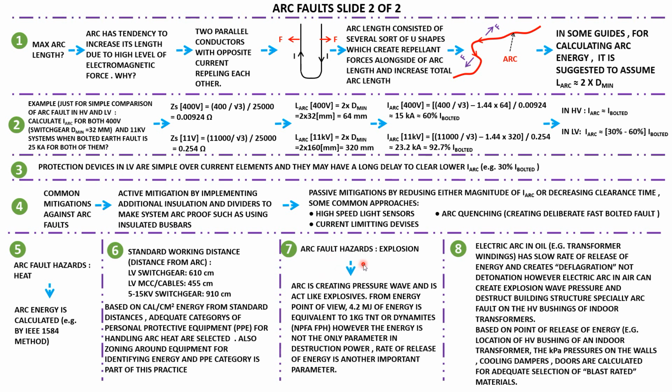But apart from switchboard manufacturers, other engineers are not very familiar with this aspect. So an arc creates a pressure wave and acts like an explosive. From an energy point of view, 4.2 megajoules of energy is equivalent to 1 kilogram of TNT or dynamite. However, this energy is not the only parameter in destruction. Destructive power is not only the energy, it is energy plus the rate of release of energy. The rate of release of energy, together with the energy, determines the destructive power of an explosion.